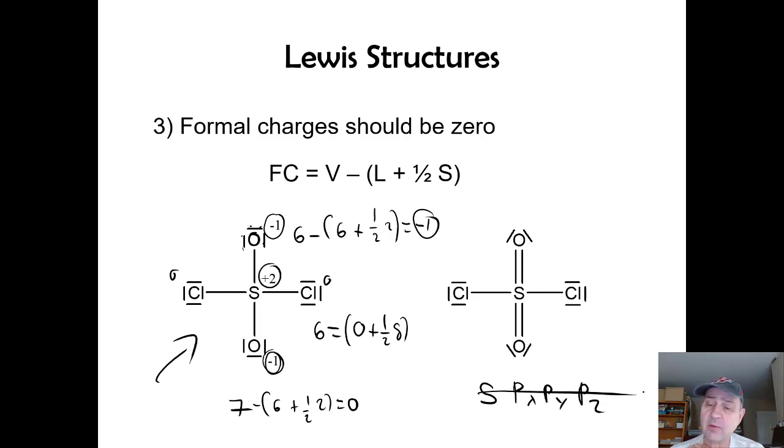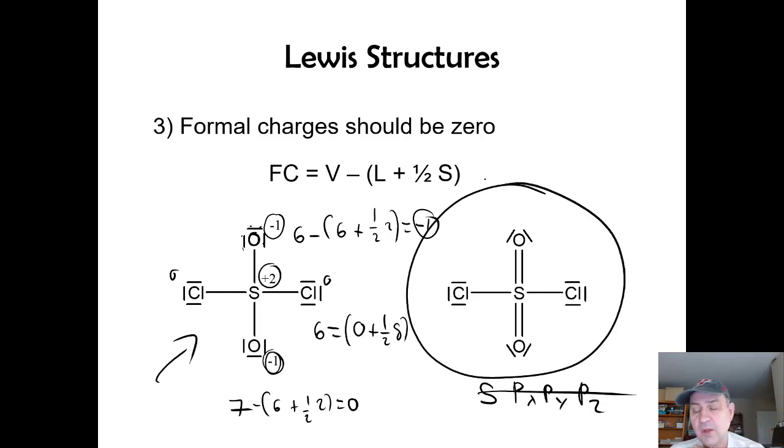And when we can do that without crowding the central atom, we do it. Okay, so we can make 2 double bonds here to reduce the formal charges all to 0. And that's a very important rule. So this is the most plausible or best representation of S2O2Cl2.